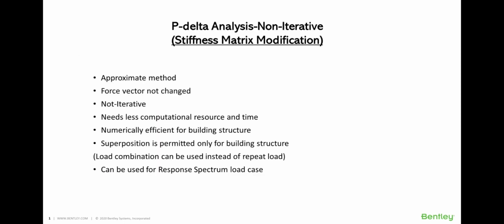Few salient points of the P-delta geometric stiffness matrix method are, firstly, this is an approximate method. Second, it is a non-iterative method where the force vectors are not changed. This is relatively faster as no iterations are involved. Please note that superposition is permitted only for building-like structures here. So one can use the load combination only for building-like structures.